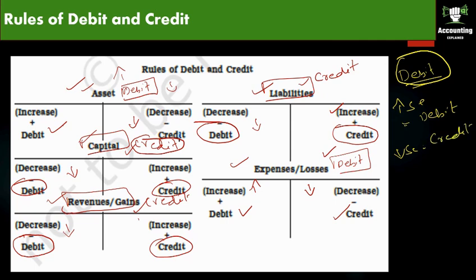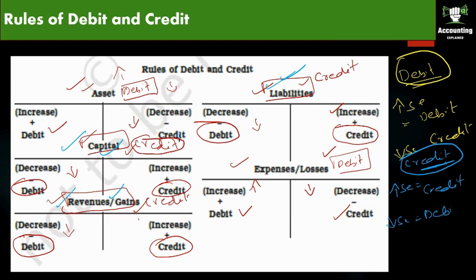Similarly, liabilities, capital, and revenues or gains have credit balance. So when you're going to increase them, they all have the credit balance, right? So when you're going to increase the liabilities, capital, or revenues or gains, then you are going to credit it. When you're going to decrease the liabilities, capital, or revenues or gains, you are going to do the opposite of the credit. That is, you are going to debit it.